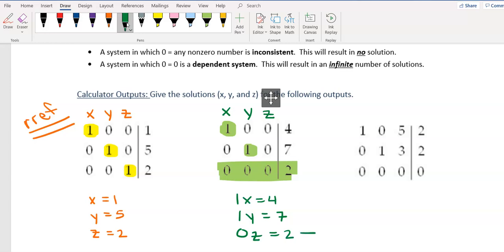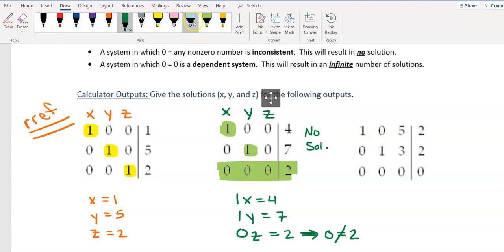So this is really telling me that 0 is equal to 2. And we know that 0 cannot equal 2. And so this would be an example of a no solution. Okay, this is also known as inconsistent.